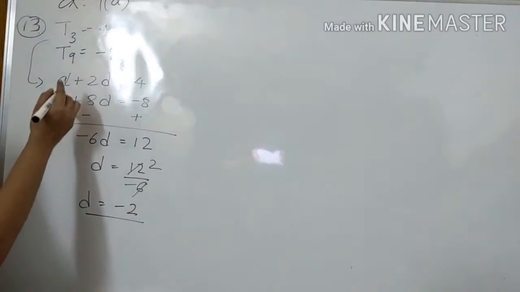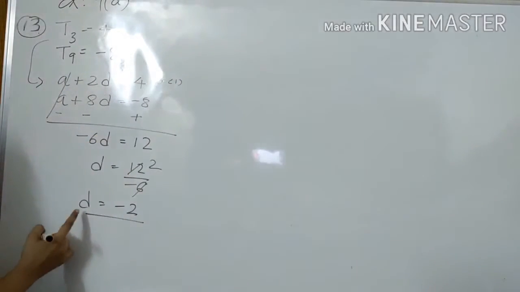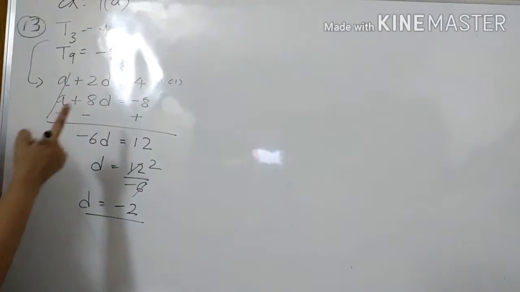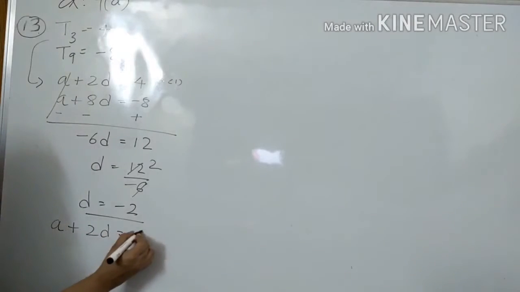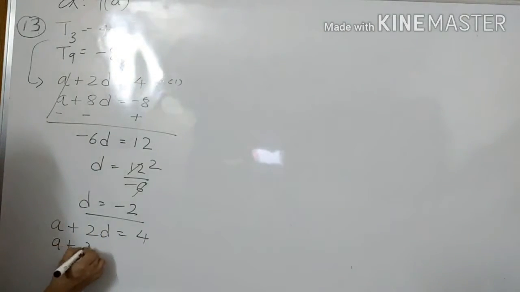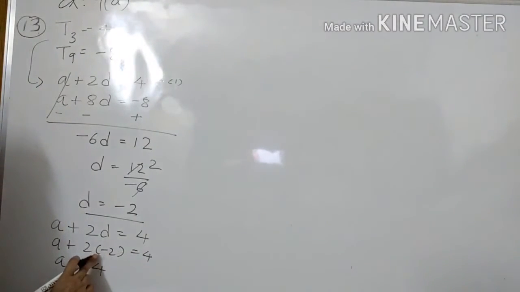Here, I substitute this value in this first equation. This is the first equation. I substitute this d value in equation number 1. So a plus 2 into minus 2 is equal to 4. So here a is equal to 4. Minus 2 twos are minus 4, and that minus 4 comes on the right side and becomes plus 4.